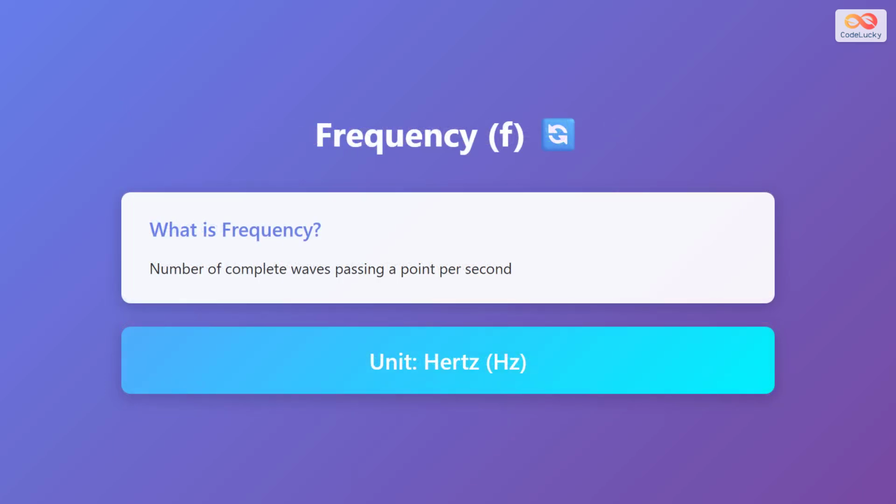Now let's look at frequency. Represented by the letter F, frequency tells us the number of complete waves that pass a fixed point every second. Imagine standing at one spot and counting how many wave crests pass by you in 1 second. That count is the frequency. The unit for frequency is hertz, abbreviated as Hz. 1 hertz means 1 wave per second. Higher frequency means more waves are passing by each second.